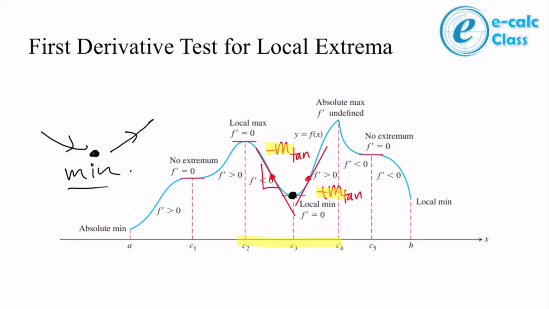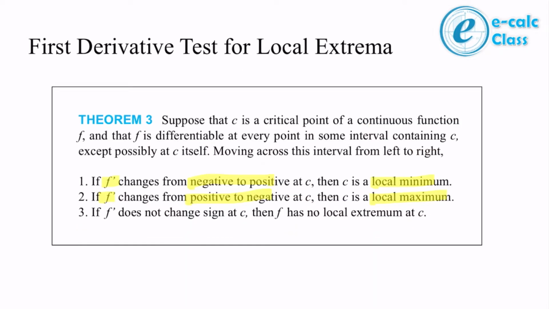Okay. Similarly, for this one, the one in green at C2, you see the slope of the tangent line from the left is positive. Then this one is negative. From positive to negative means from increasing to decreasing, you need a maximum point, right? So from this and also this theorem, we can determine whether an extrema is maximum or minimum by looking at the sign of the first derivative from the left and from the right.